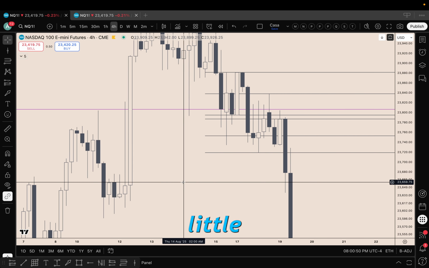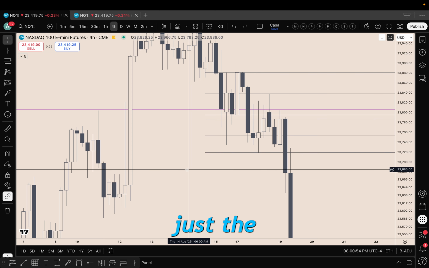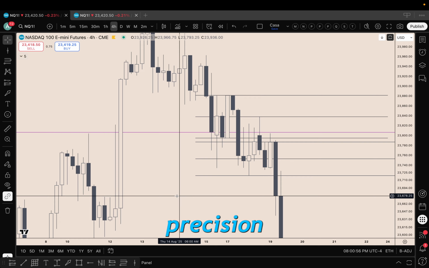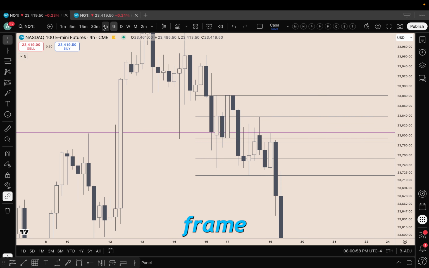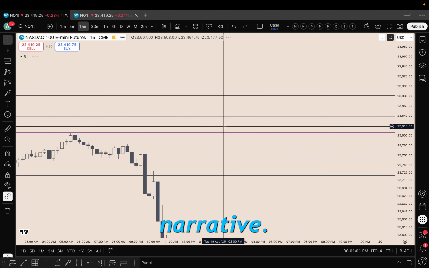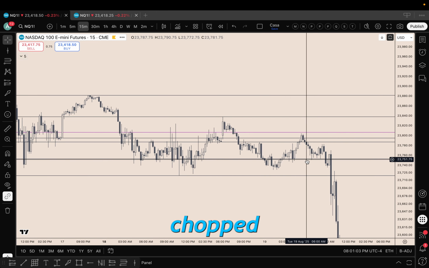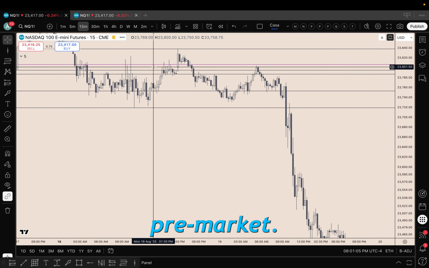I'm just showing you guys a little bit more foundation on how to build narrative, because Kez's Wick theory is just a meticulous way to get your precision entries. And I'm going to show you guys exactly on the lower time frame as well. But some more narrative. What do we trade into? You guys see all this chop, chop, chop. It's pre-market.